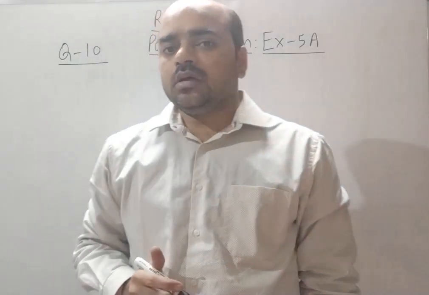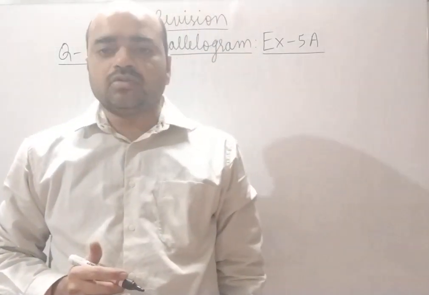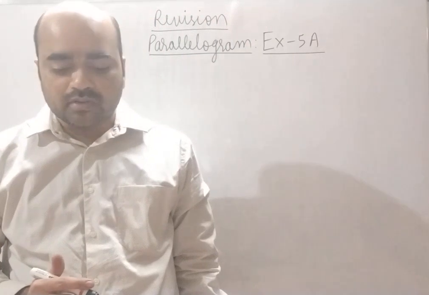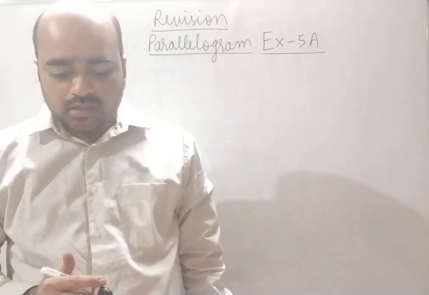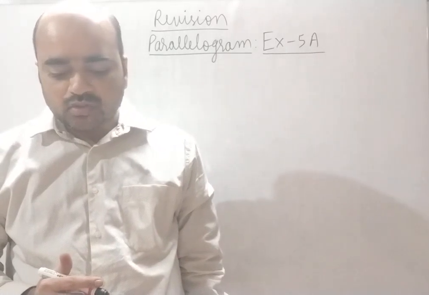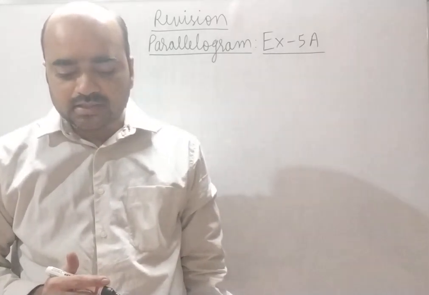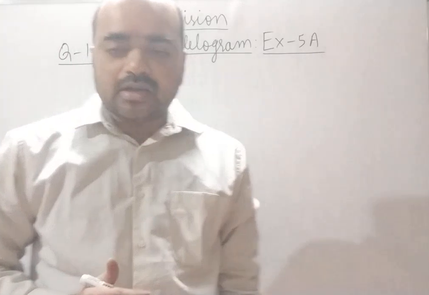Hello everyone. In this lecture, we are going to revise chapter parallelogram, exercise 5a, first exercise. Question number 10. If the diagonals of a rhombus are 8 and 6, find the perimeter of the rhombus.